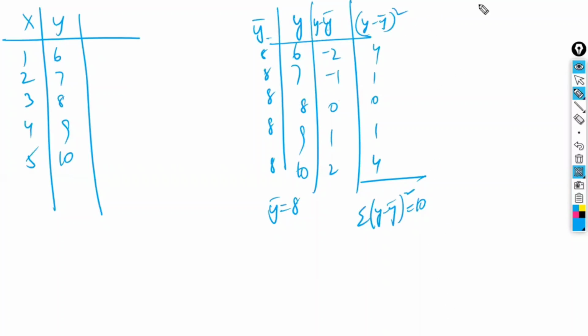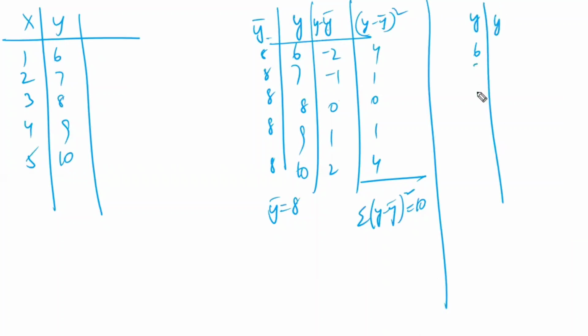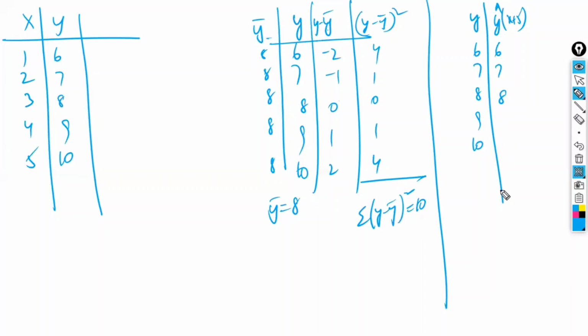Now, using the regression model, y is the same: 6, 7, 8, 9, 10 only. This time I am going to use the model. The model is x plus 5. Using that model, I am going to predict the y hat values. That is 6, 7, 8, 9, 10 as the predicted values. Now, once I predict, what is the error? 0, 0, 0, 0, 0.